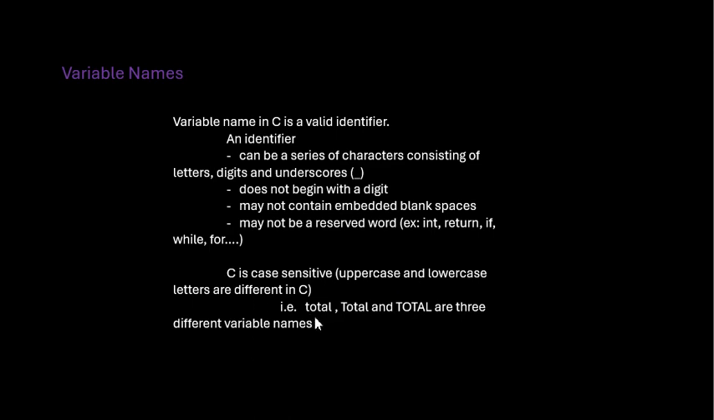In this example, total is given in 3 types. The first one is using only simple letters. The second one is where the first letter is capital and the others are simple. The third one is where all the letters are capital. So we can use these 3 variables for 3 different names.